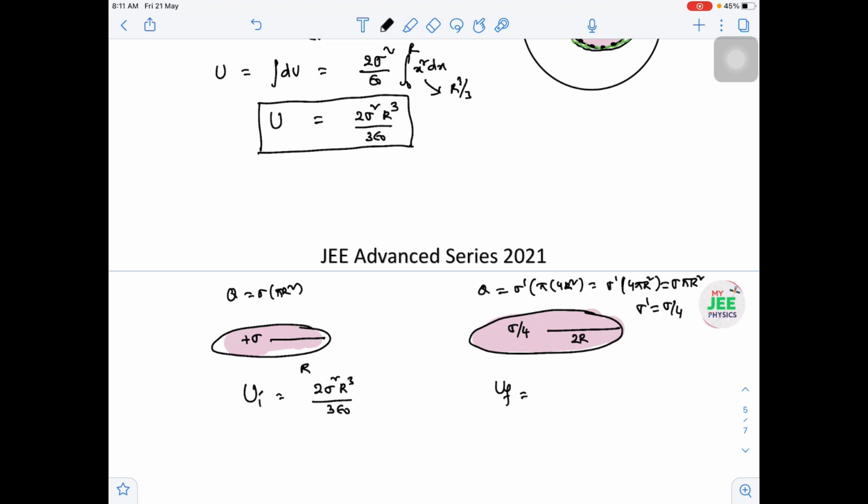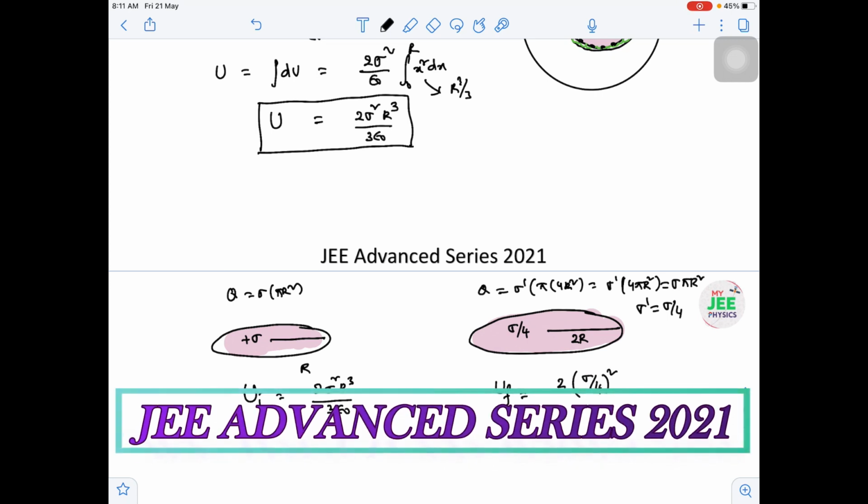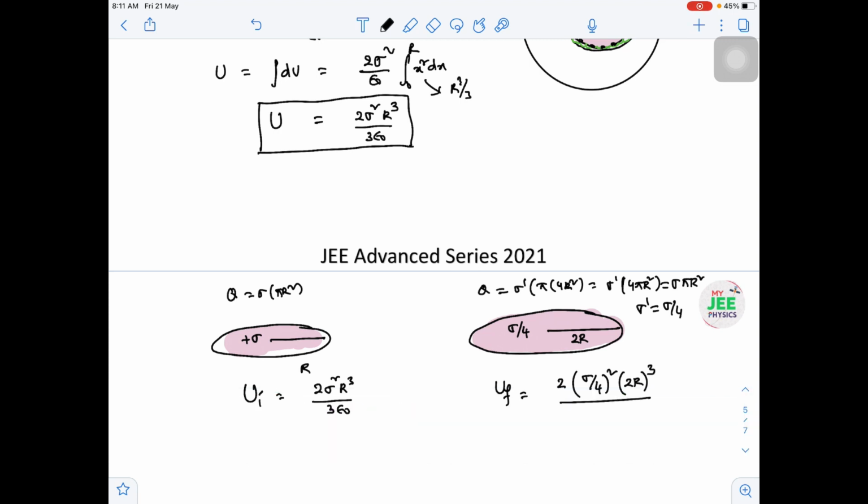Then what is the final potential energy? Final energy of the configuration: 2 into sigma square, which is nothing but sigma by 4 whole square formula, and radius is 2r whole cube by 3 epsilon naught. So if you are taking the same sigma, then I think your answer has gone wrong.